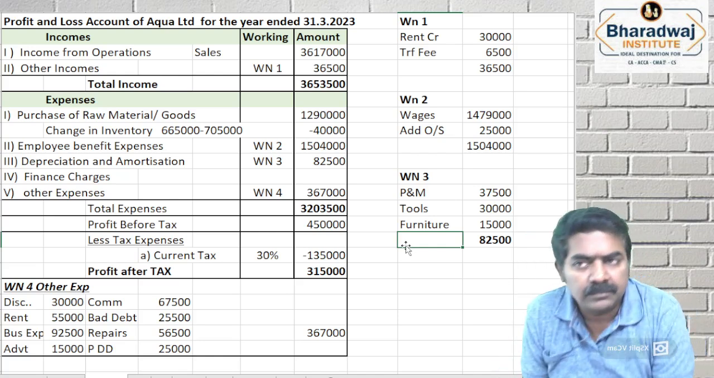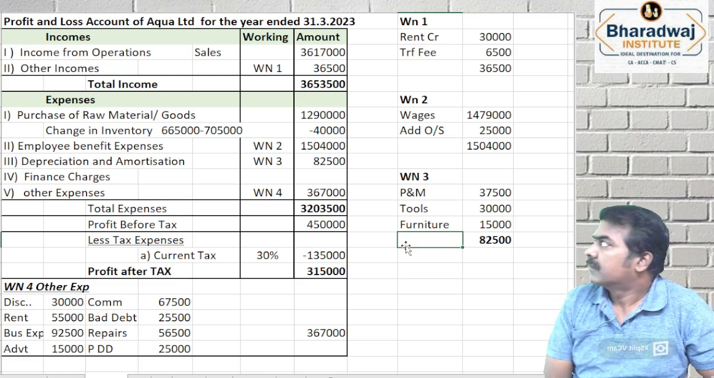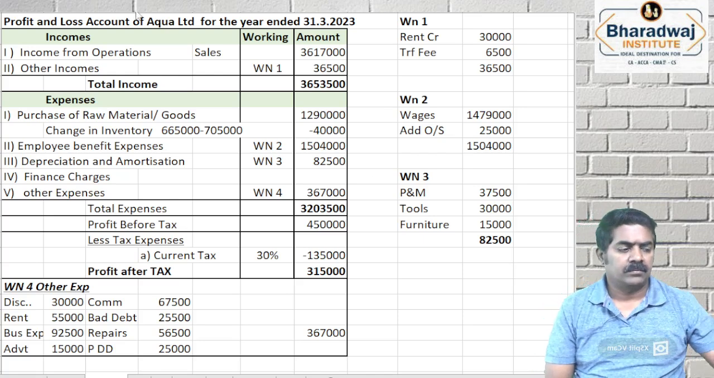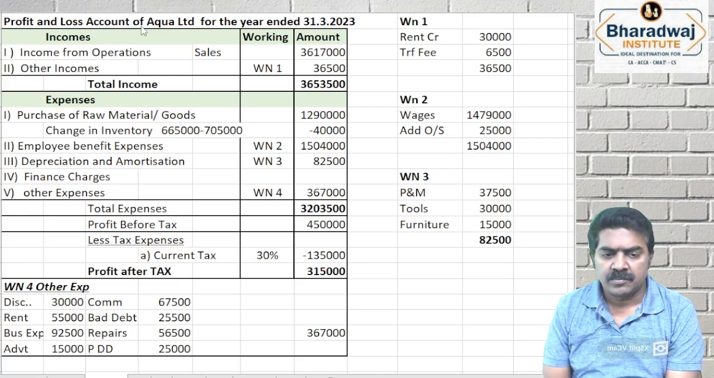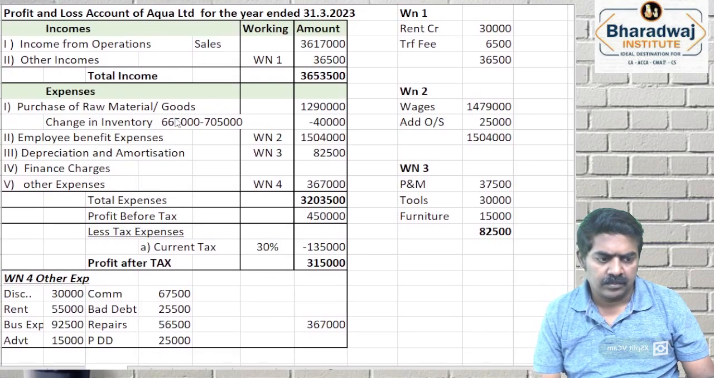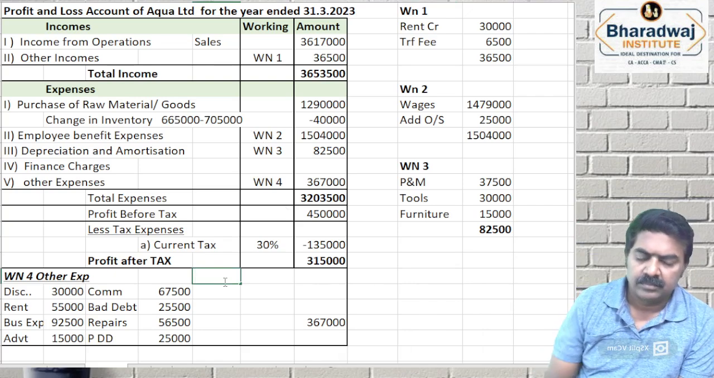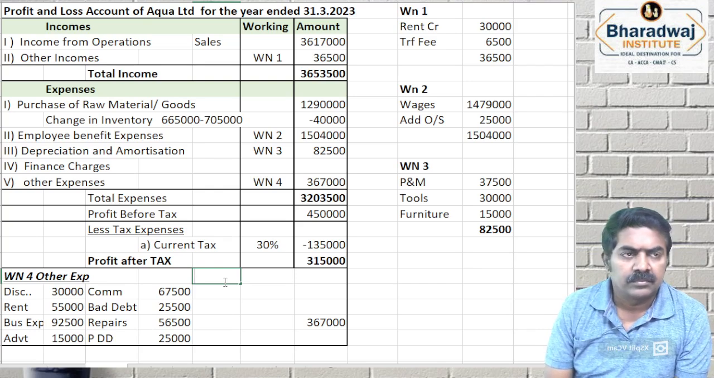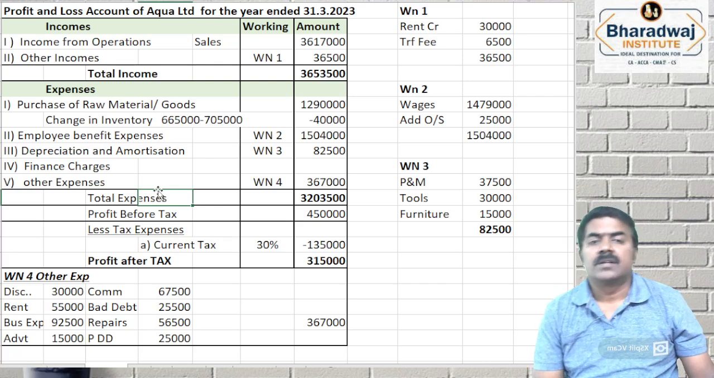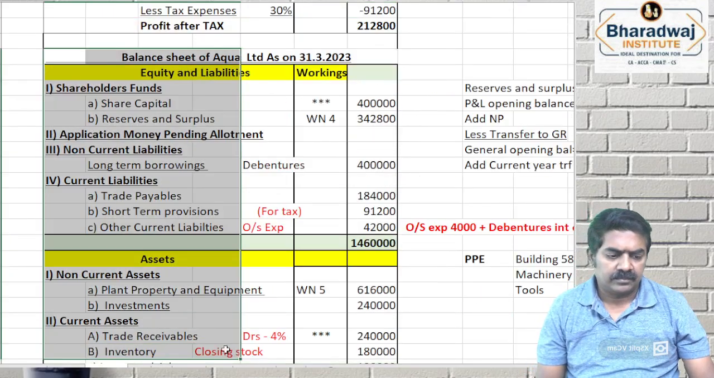Next, start with balance sheet. Try to do the balance sheet.